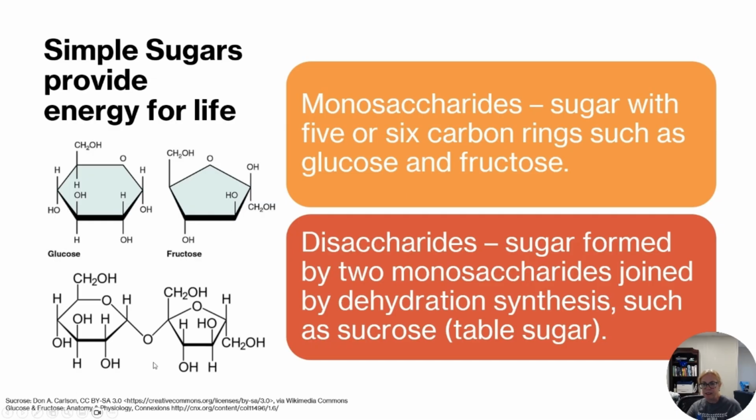Down here at the bottom, we see a disaccharide. A disaccharide, di means 2, again, saccharide means sugar. It's a sugar formed by two monosaccharides that are joined by a dehydration synthesis reaction. So sucrose or table sugar is an example of a disaccharide.